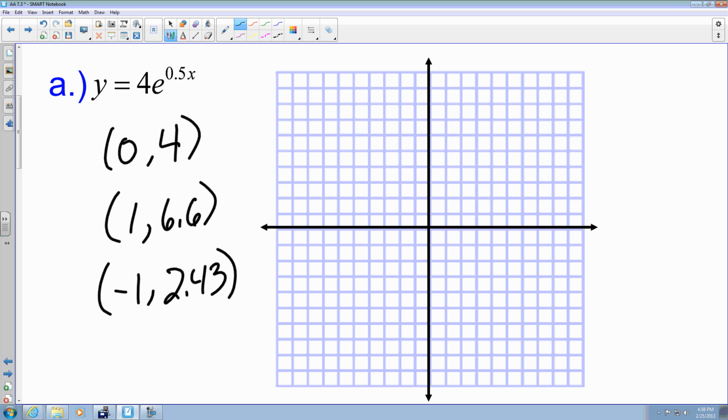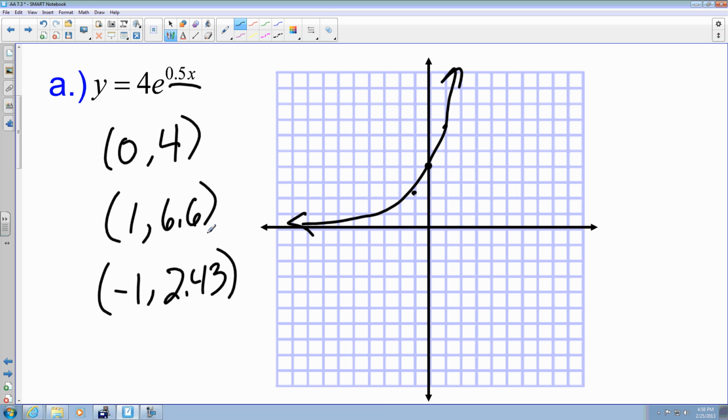So if I were to plot these points, I got 0, comma 4. I have 1, comma 6.6, so this is 4, that's 5, 6. I would say something right about there. And then I got -1, and then 2.43, so I'll say something like this. And I connect the points. So again, that validates that my exponent is positive, so we are doing an exponential growth.